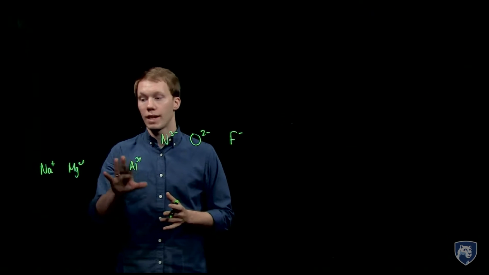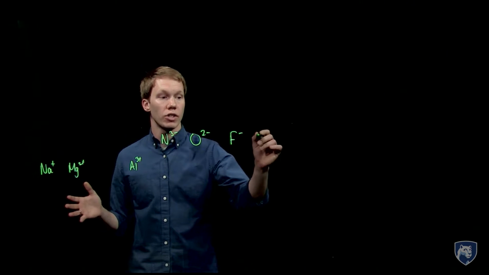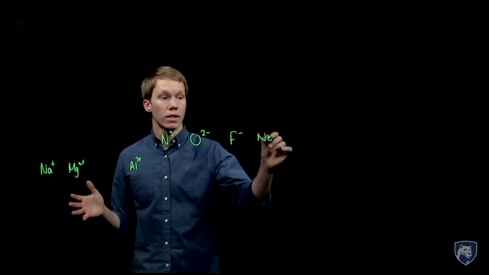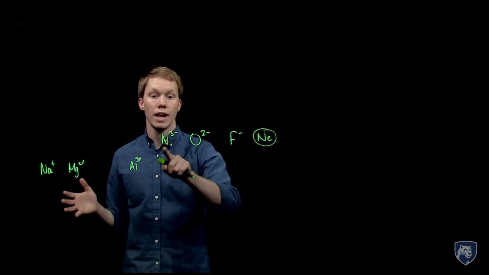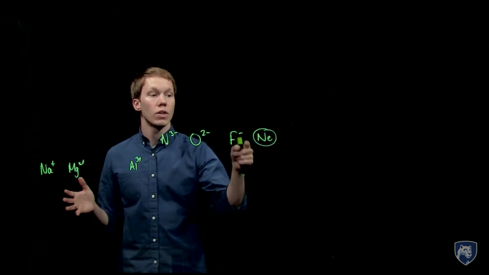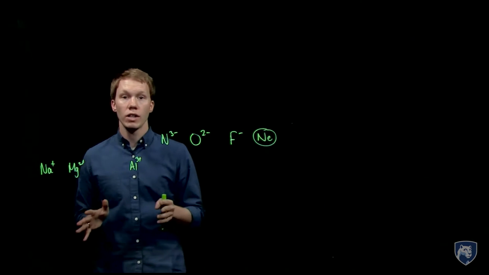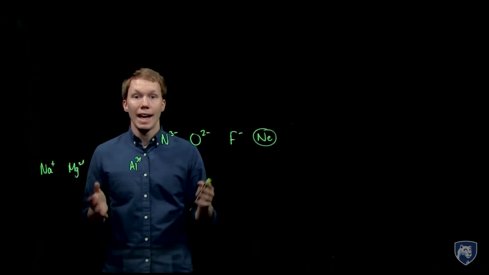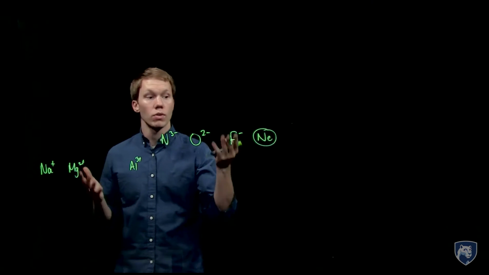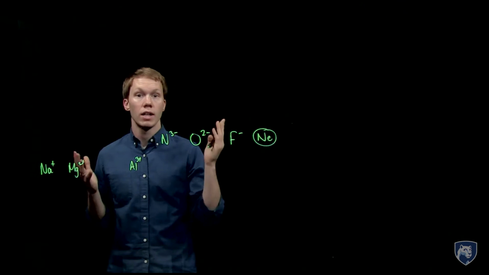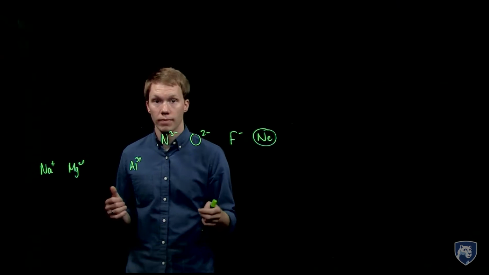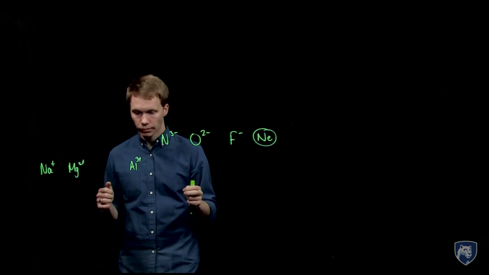Aluminum has lost 3 electrons to have the noble gas configuration of neon. Fluorine has gained 1 to have the configuration of neon. Nitrogen has gained 3. So all of these will have the electron configuration of neon, and we can throw neon into our mix too. So all 7 of these elements have the same electron configuration, 10 total electrons.